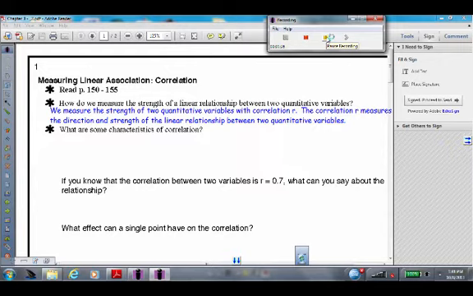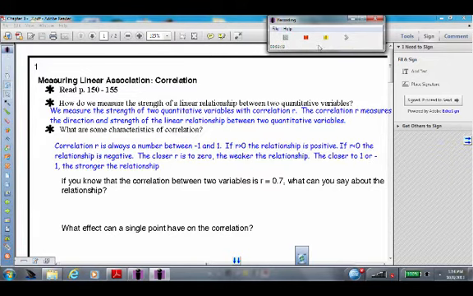Values of R near 0 indicate a very weak linear relationship. The strength of a linear relationship increases as R moves away from 0 in either the negative or the positive direction. Extreme values, R equals -1 or R equals 1, occur only in a case of a perfect linear relationship, when points lie exactly along a straight line.